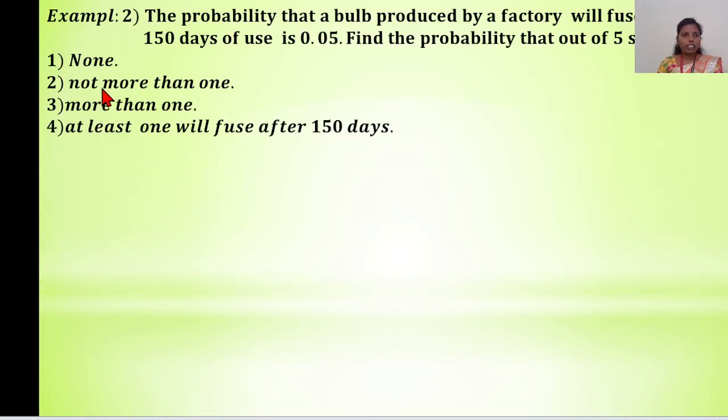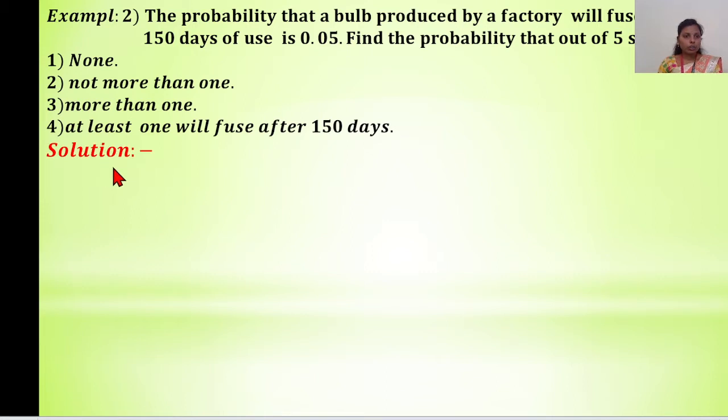Now let us see example number 2. The probability that a bulb produced by a factory will fuse after 150 days of use is 0.05. Find the probability that out of 5 such bulbs: first, none of the bulbs; second, not more than 1; third, more than 1; and fourth, at least one will fuse after 150 days.